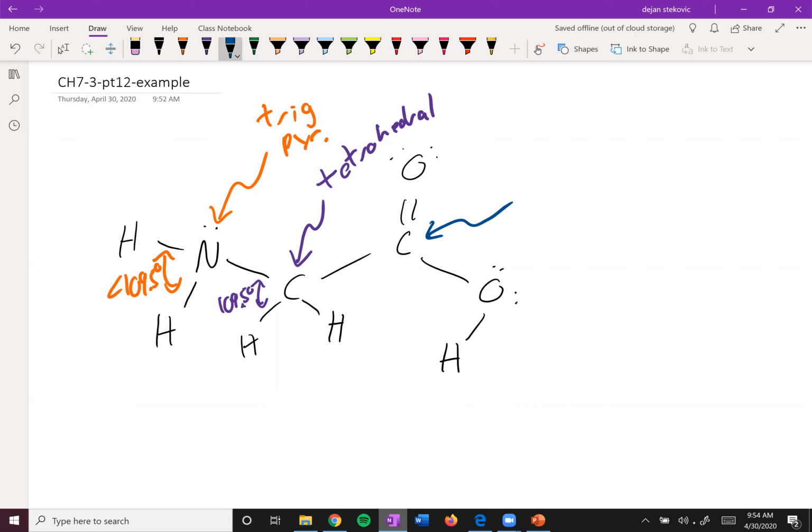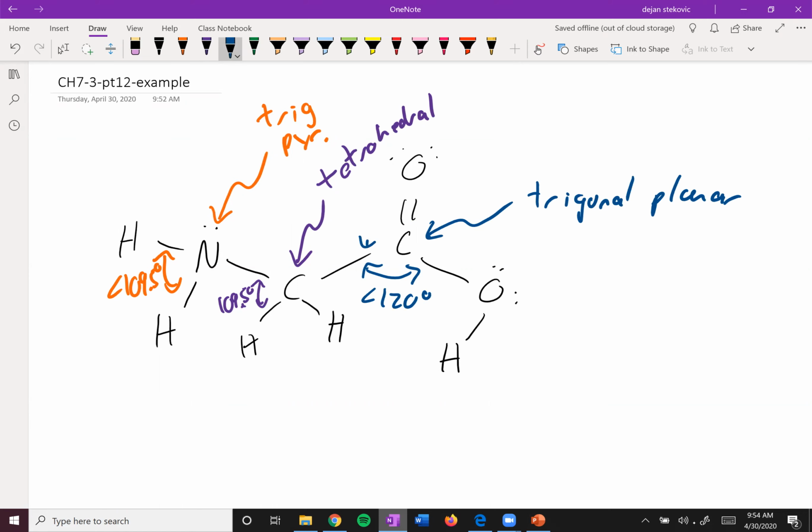Next up, we have this carbon. We have 3 things attached. All are atoms, and so we're thinking AX3. That's trigonal planar. And since there's a double bond right here, if we think about the bond angles, this bond angle will be less than 120 degrees, and then these other bond angles will be greater than 120 degrees.